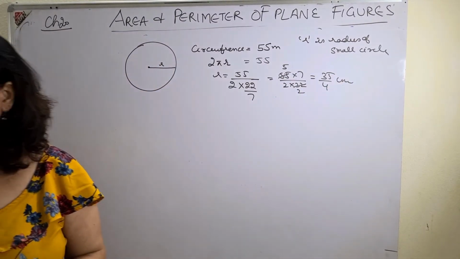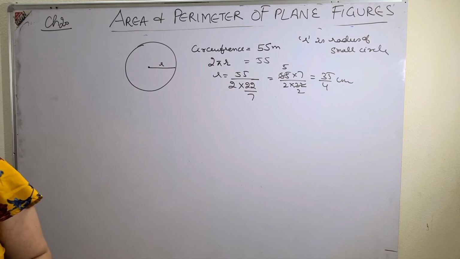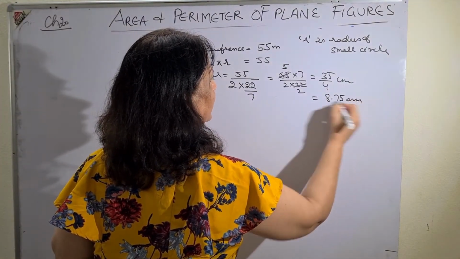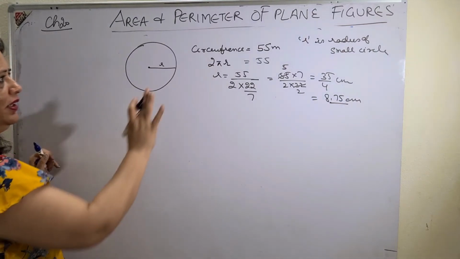If you divide 35 by 4, to divide it, it's better you get it in decimal form. So it will be around 8.75 meters. I hope, children, this is very clear to you.